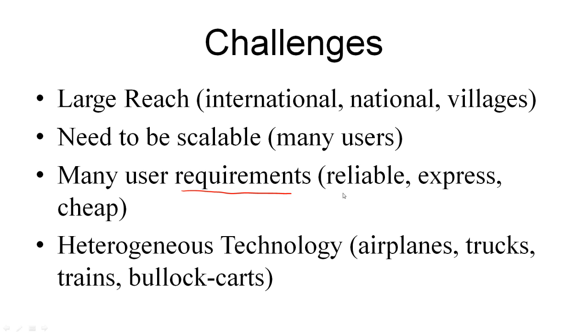Some may want reliable transfer of letters. Some may want the letters to be delivered very fast. Some may want the cheapest way to send letters. And also the system employs different technology to transfer the letters: aeroplanes, trucks, trains, including bullock carts. So all these things you need to achieve as part of the system design.